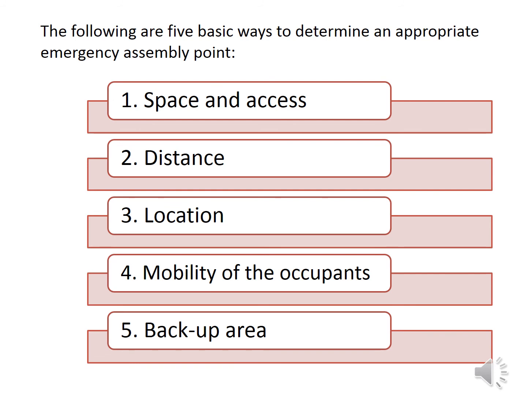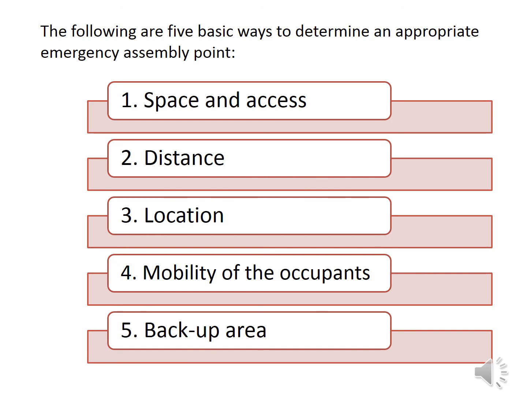First, space and access. As mentioned, the emergency assembly point should be easily reached from the building. This area should be an open space that is spacious enough to accommodate all occupants at a given time. The escape route from the building to the assembly point should also be well lit and include signposts. Additionally, any traffic and obstruction on the escape route from the emergency exit of the building to the assembly point should be as minimal as possible.